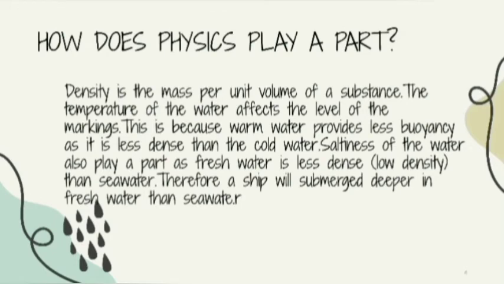How does physics play a part? Density is the mass per unit volume of a substance. The temperature of the water affects the level of the markings. This is because warm water provides less buoyancy as it is less dense than cold water. The saltiness of the water also plays a part, as fresh water is less dense than sea water, which means that fresh water has lower density than sea water. Therefore, a ship will be submerged deeper in fresh water than in sea water.